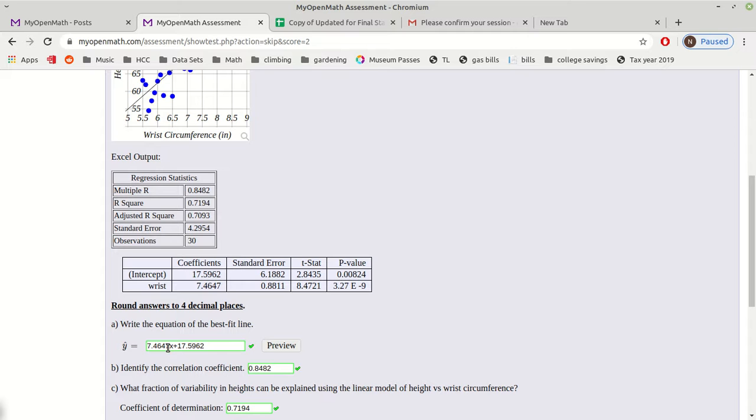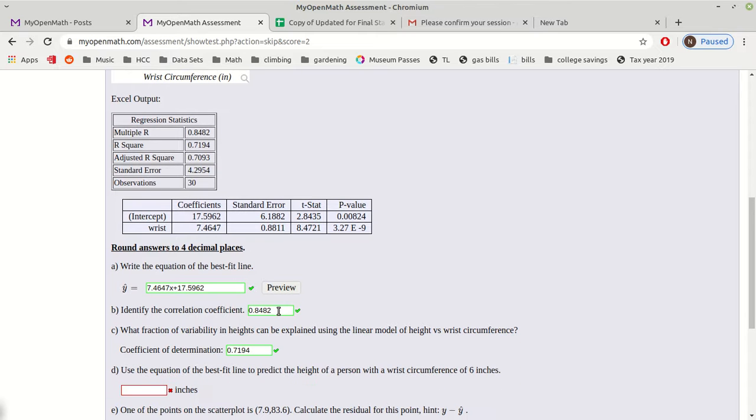Well, y is the height, x is our wrist, and this is going to be our slope right here. So I'm going to type that in there. And then this is going to be our intercept. So I'm going to type that in there. Remember what y represents for us. It represents height and x represents wrist. So in a later problem, we have to plug an x value in for wrist. We'll do that in a second.